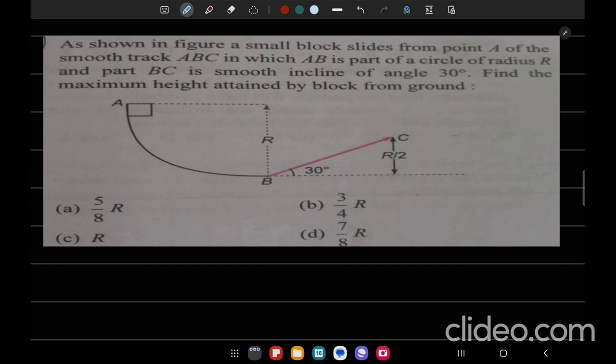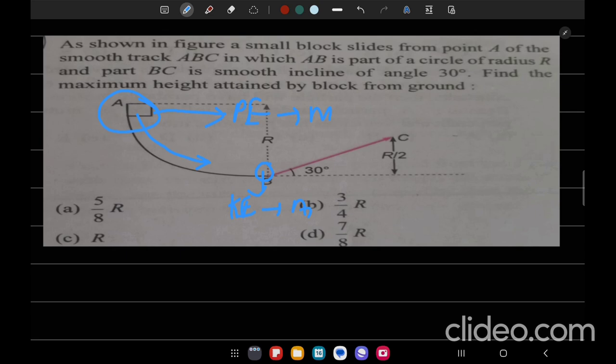At first, there is a block kept at point A. It will move in the circular path this way and will come here. So one thing that we are getting is that here it is released, so it will only have potential energy, and here it will only have kinetic energy. It will be maximum and this one will also be maximum.